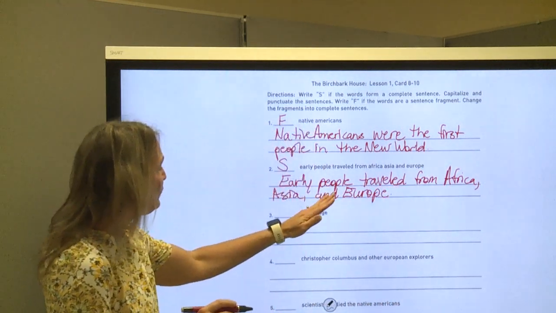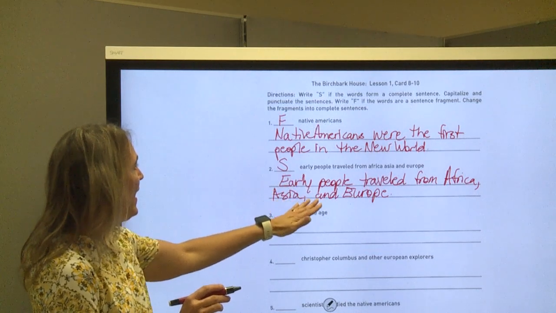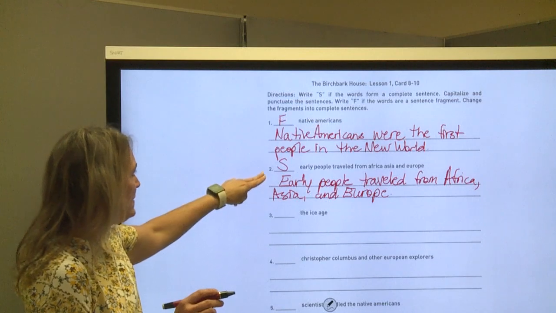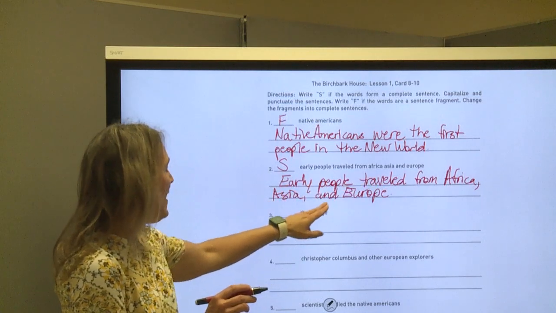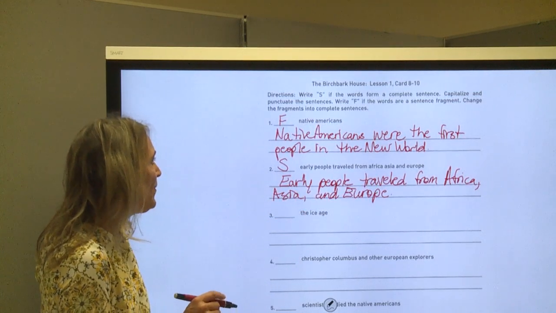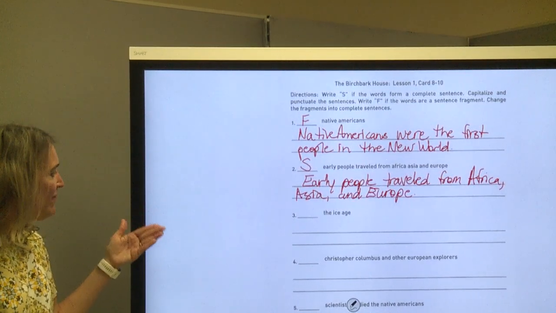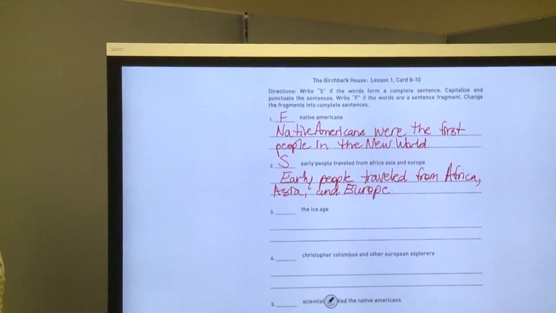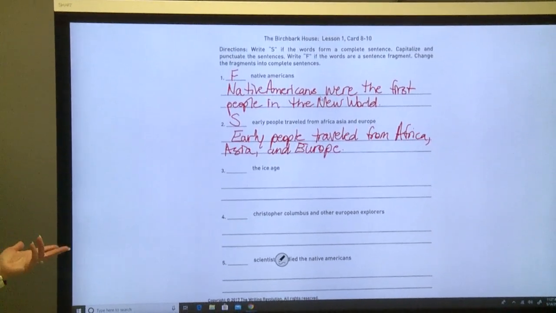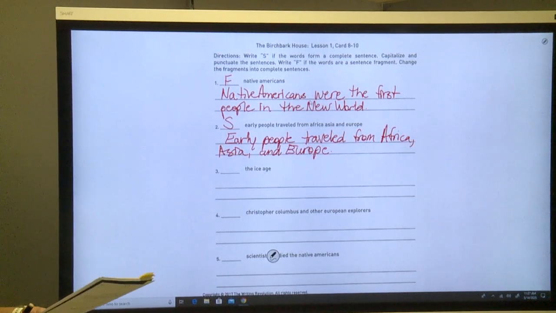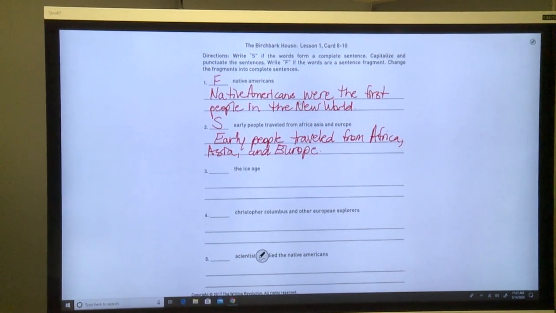Early people traveled from Africa, Asia, and Europe. Notice I began the first word capitalized, as well as Africa, Asia, and Europe are also capitalized as proper nouns. Then we have in punctuation. Now, we could look at number 3, 4, and 5 and discuss these. You could do these on your own with the Ice Age. We've seen is a fragment. But we know that the Ice Age was a time when glaciers covered the land.